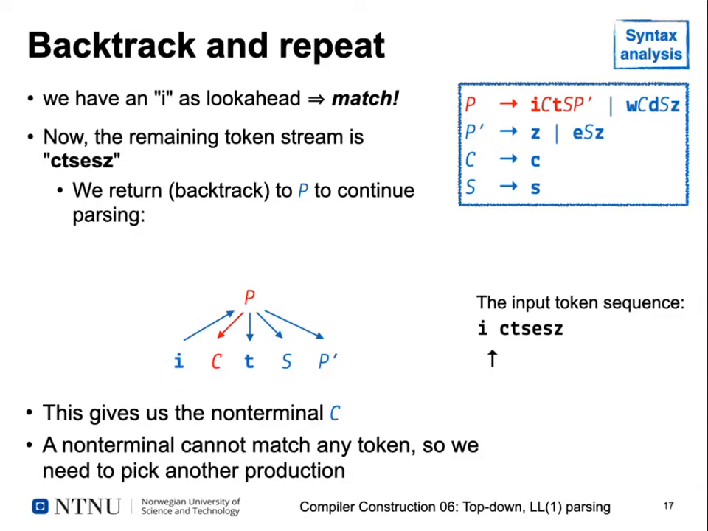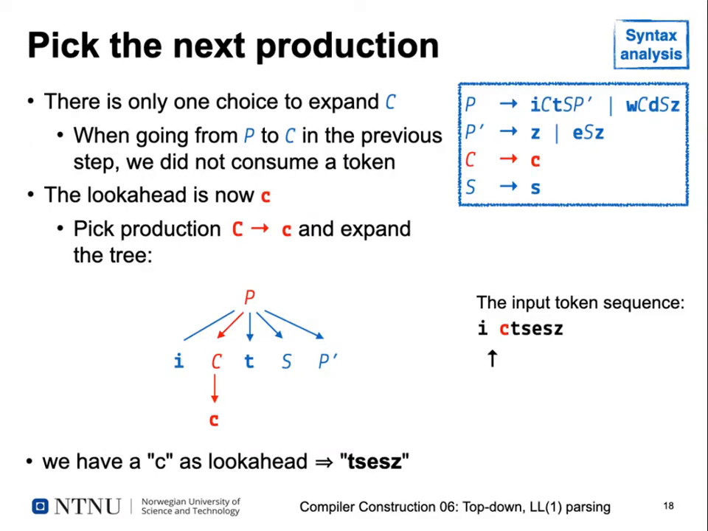What we do now is backtrack to our P and go to our next symbol. Our next symbol is a non-terminal C. A non-terminal cannot match any token, so we need to pick another production. Let's see what happens. Now we need to figure out how to resolve our non-terminal symbol C, and we find there's only one rule in our grammar to resolve it, and this resolves to a terminal symbol, a lowercase c. By coincidence, our lookahead is also a lowercase c.